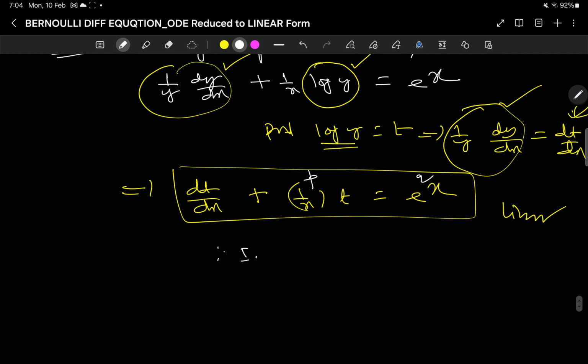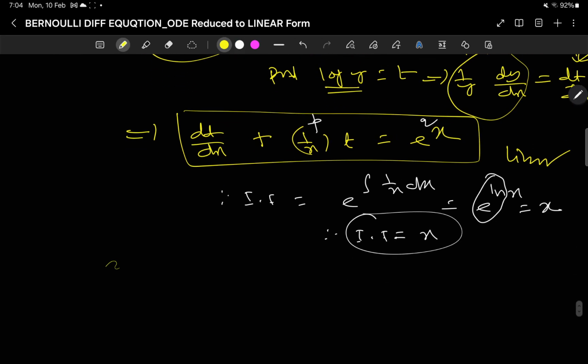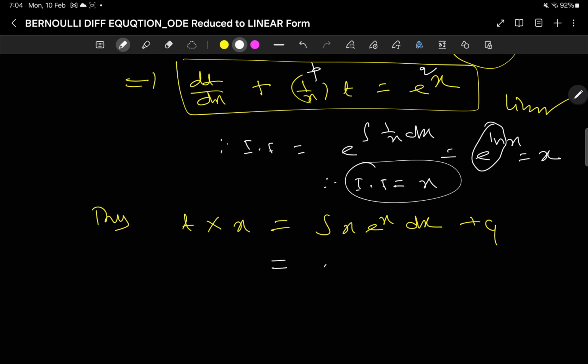So therefore integrating factor is e to the power integral 1 by x dx is e to the power ln x. E and ln cancel. So integrating factor is x. So your integrating factor is equal to your x. So therefore the general solution is, so thus here t into x is equal to integral x into e to the power x dx plus some constant is my general solution. I solve it now. So applying by parts here, x e to the power x minus e to the power x plus some c. So that means here t is equal to, just to divide x.